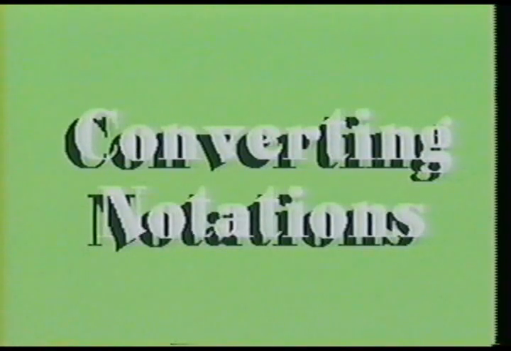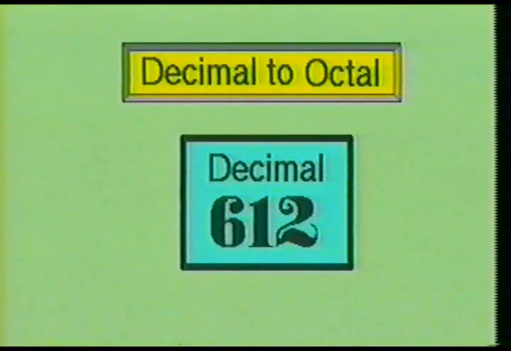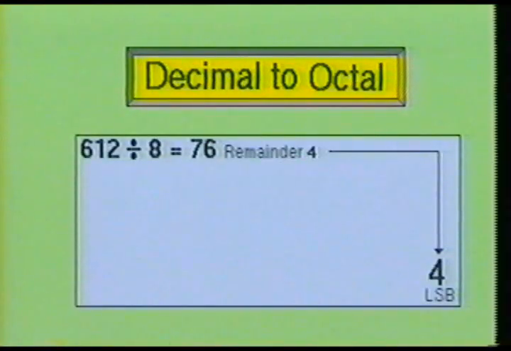So far, you have seen how to convert from binary to octal and from binary to hexadecimal. At this point, we are going to learn how to convert from decimal to octal and then from octal to hexadecimal. Let's begin with the decimal number 612. Since the octal uses a base of 8, we must divide the decimal number 612 by 8. This equals 76 with a remainder of 4. The remainder will become the least significant bit of the octal notation number.